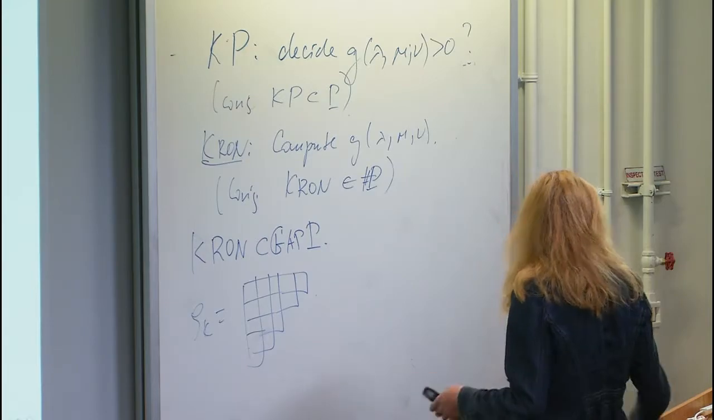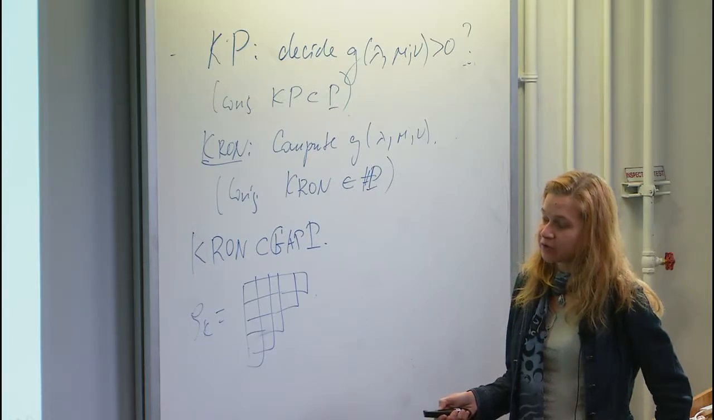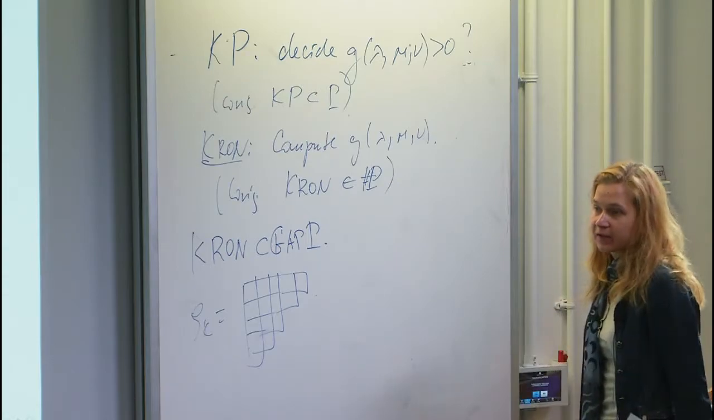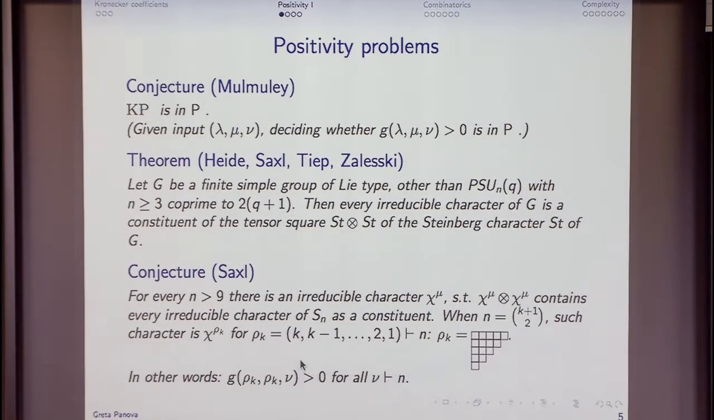In other words, showing that the Kronecker coefficient of this form, rho k and nu, is greater than zero for all partitions. That's a conjecture. The theorem holds not for the symmetric group, but for finite simple groups. So is it known for the staircase, but only sometimes? No, it's not known. It's just a conjecture for the staircase. And when was this conjecture? Two years ago, three years ago. So this result is also recent.